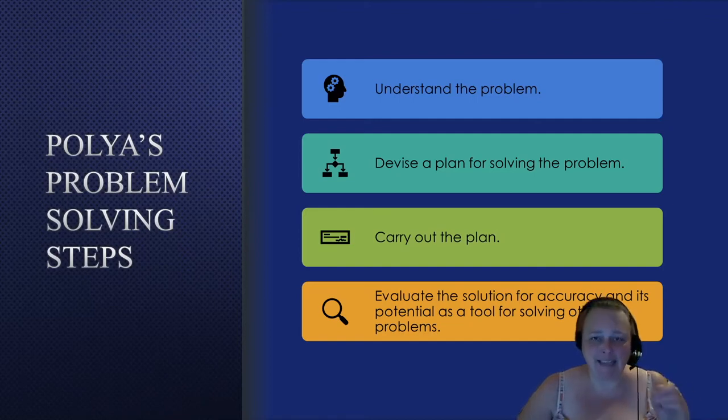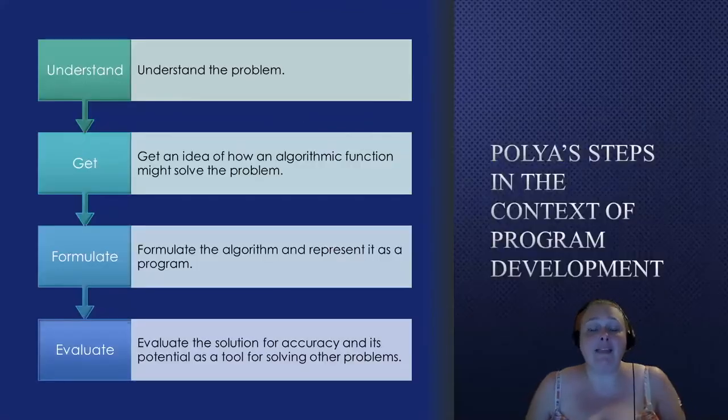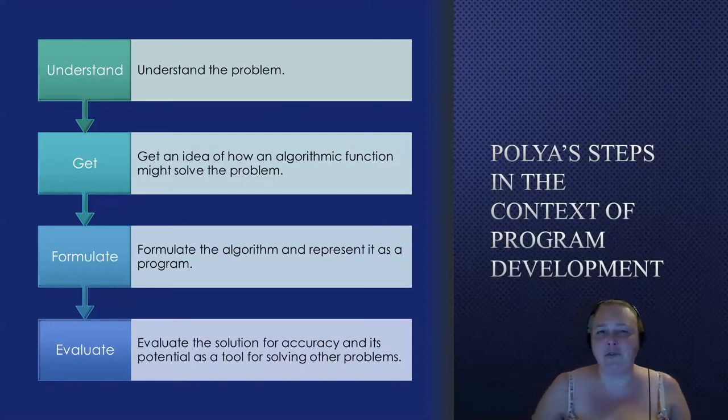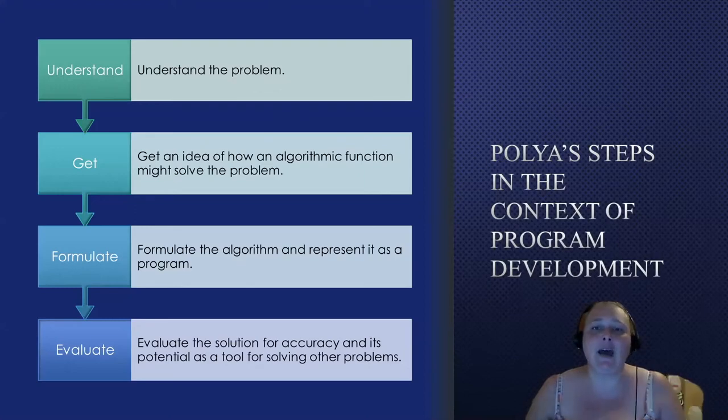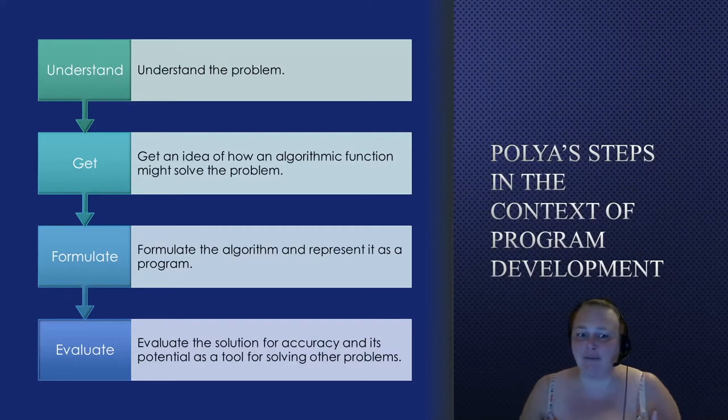Now, we can take these basic problem solving steps and apply them to the program development world. So, number 1, understand the problem. Nothing has changed there. But step 2 is going to change a little bit and transform into getting an idea of how the algorithm is going to solve that problem. How is it going to work? How is it going to function? What is that algorithm going to look like? Once you figure out that step, then you can formulate the algorithm and represent it as a program. So you can go from that algorithm to the representation, right?